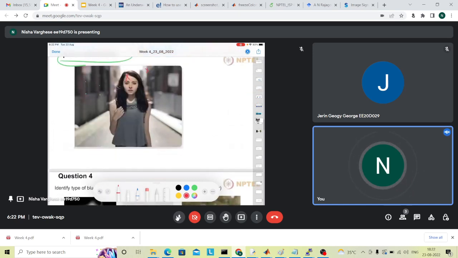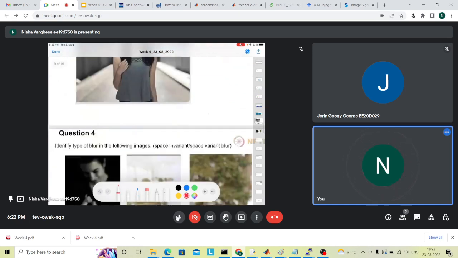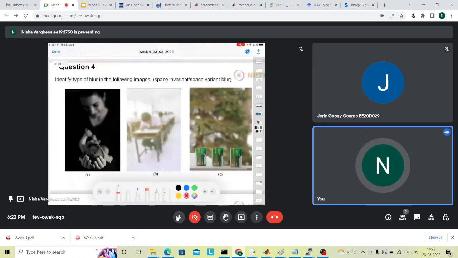So, question 4. Identify the type of blur in the following images. You have to tell which ones are space invariant and which are space variant blur. The first one, you can see that the blur is different at different positions. Here it is small and here it is very less. So you can say that it is a space variant blur.